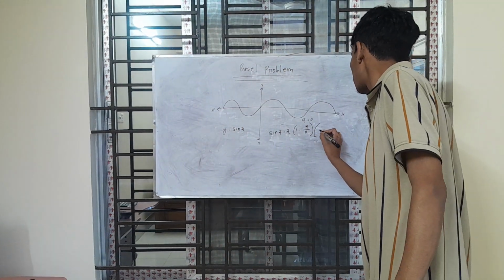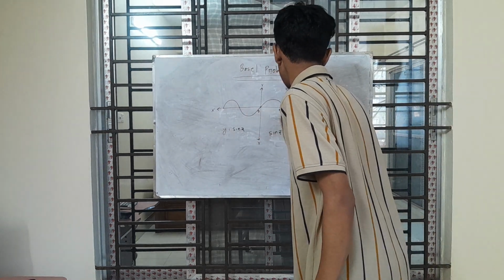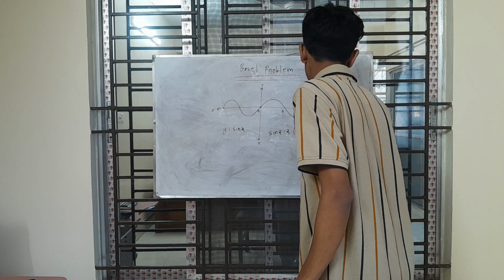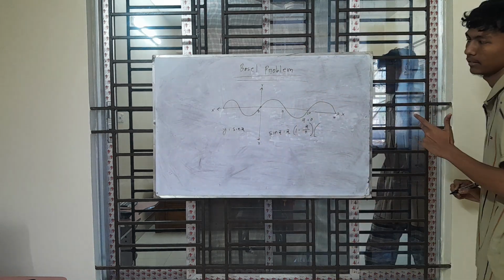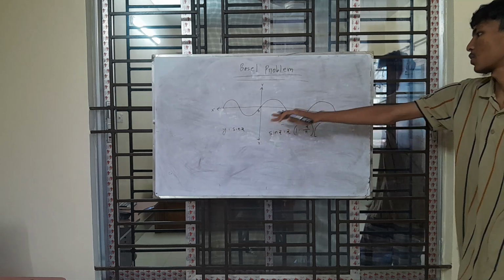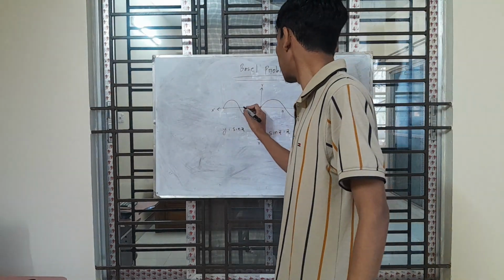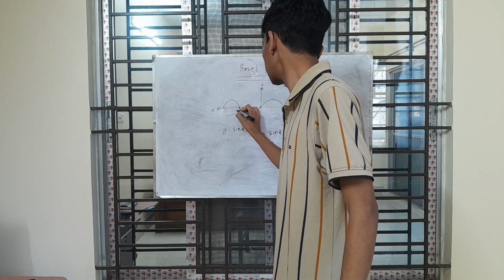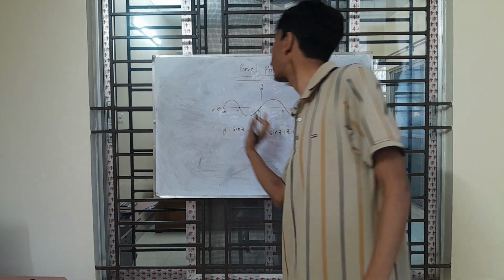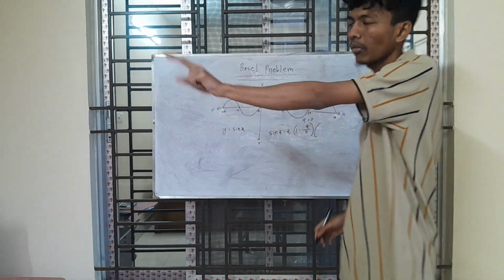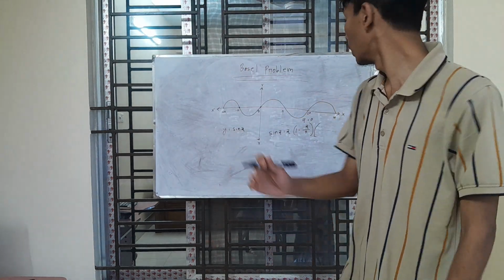Then from this portion, we know that here is 0, here is pi, here is 2 pi, here is 3 pi, and so on, the zeros till positive infinity, right? And here we know that this is negative pi, this is negative 2 pi, and so on till negative infinity along the negative x-axis.